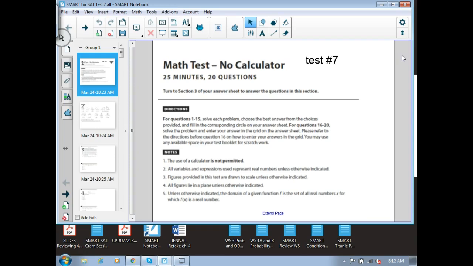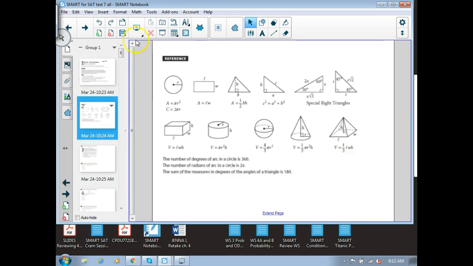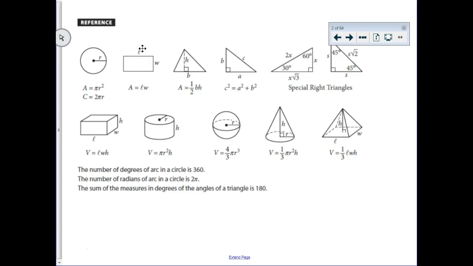So we're going to look at test 7 next. This is the same test that you guys may have taken on that Saturday practice test day. And so I know some of you have already looked at these questions. Let's just look at them with fresh eyes and see what we would have done.